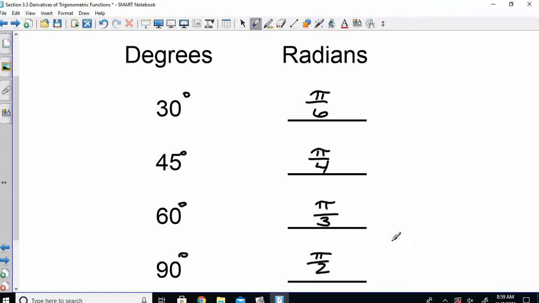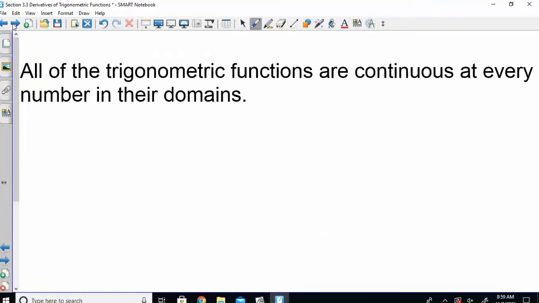We know that our trig functions, if you find a number in the domain that's continuous there, we do know that certain ones have asymptotes that come up, like tangent, cotangent, secant, cosecant. So they're not necessarily continuous everywhere, but if it is in the domain, then it's continuous there.